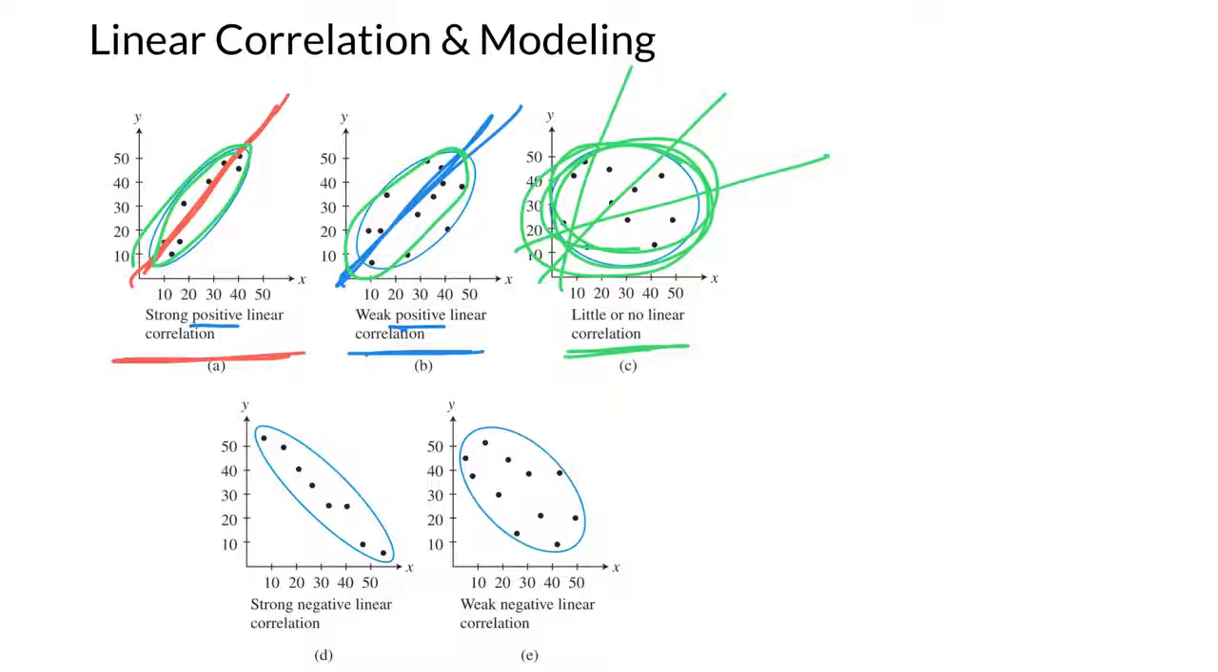If we look at this fourth one, it says it's a strong negative linear correlation. Again, I can draw a line through that data, and it would be close to most of the points. So it is a strong negative correlation for the slope. And looking at this last one, it's a weak negative linear correlation because it has a negative slope, but the points aren't tightly clustered along the line.